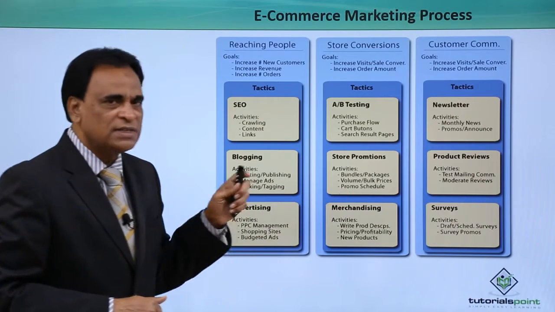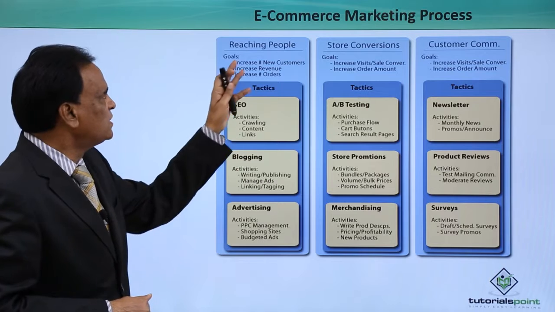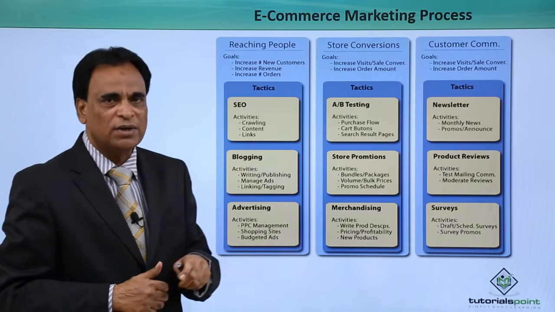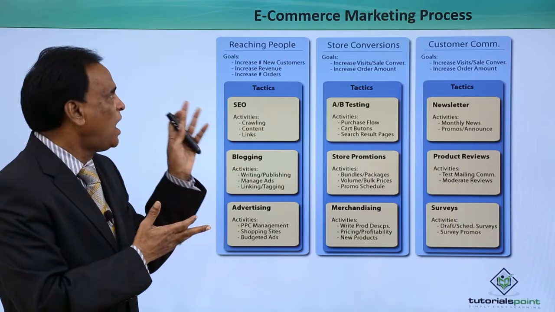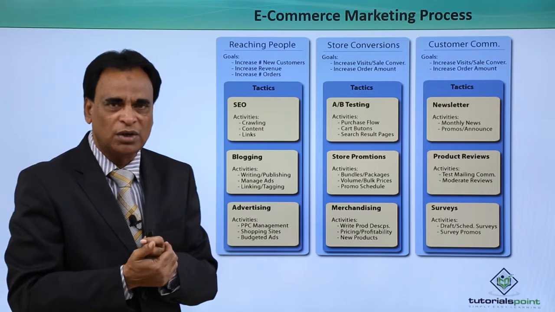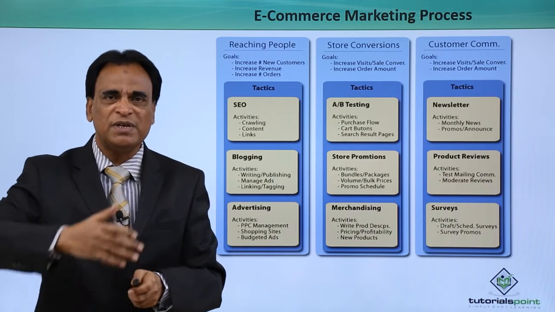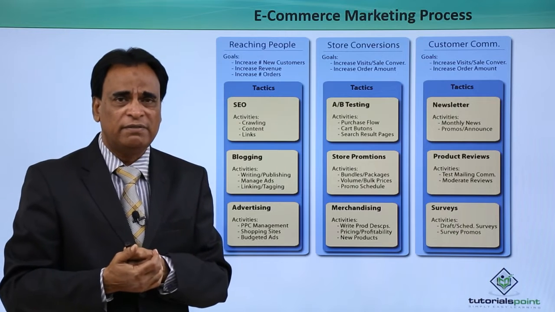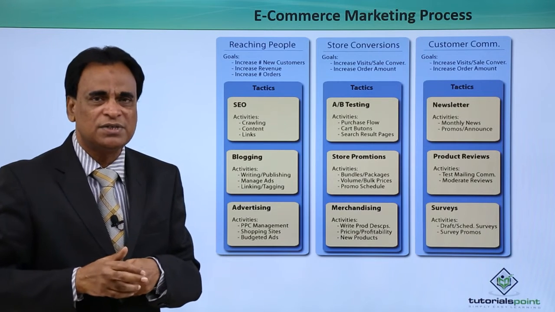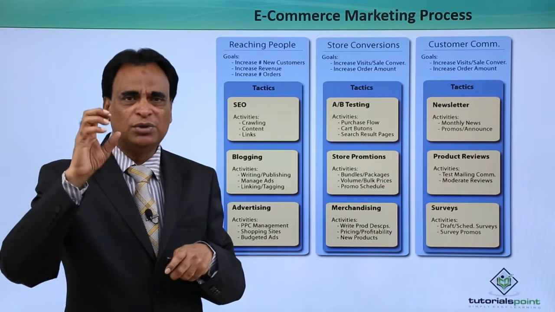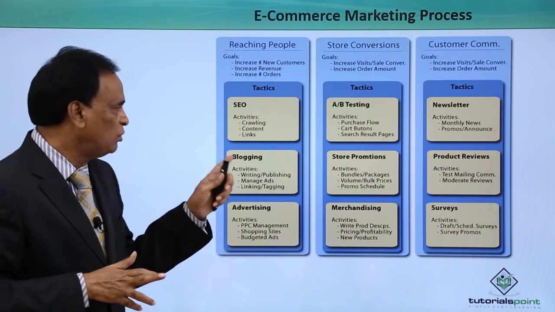What is the process involved in e-commerce marketing? First is reaching out to people, to increase customers, revenue and orders. The first part is how you can reach out to people. You can reach out to people by doing a lot of search engine optimization. It means optimizing your website and making the website very good, so that the rankings in the search engines are improved. You do a lot of content writing, a lot of content marketing, and you improve the links.